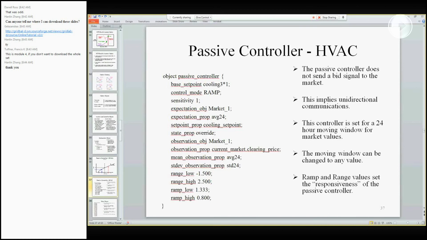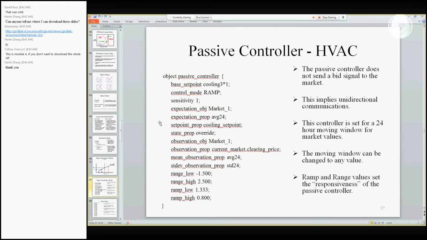We have what's called the expectation object. So this is basically which auction do we want to look at. In this case, we have an auction that's named Market 1, and we're looking at a certain property in there. In this case, we're looking at the average price of the last 24 hours. The reason we're using the value expectation is because we're using the last 24 hours of data as a predictor for what might be happening over the next 24 hours.